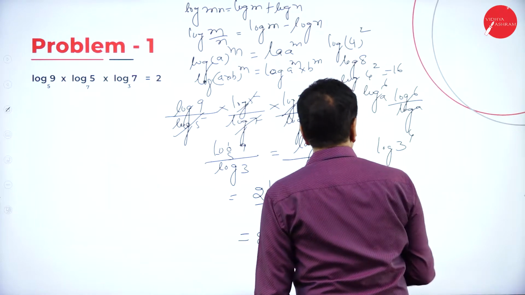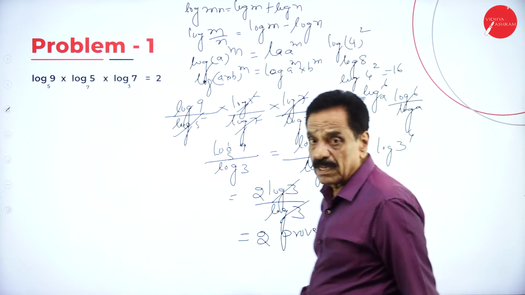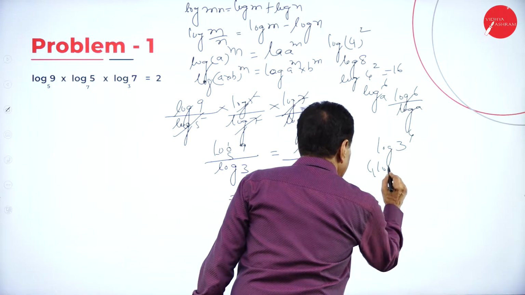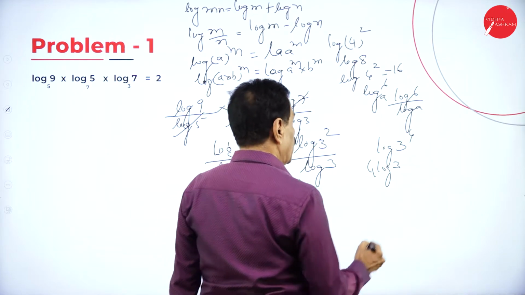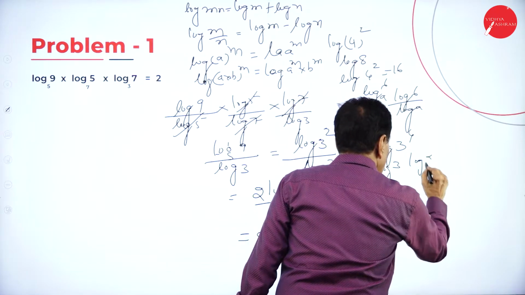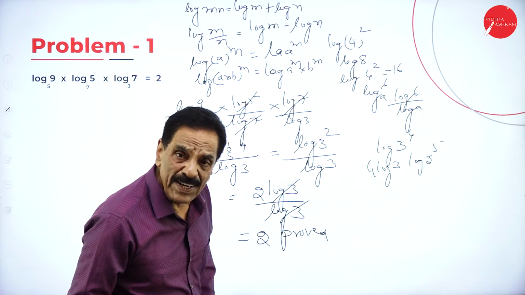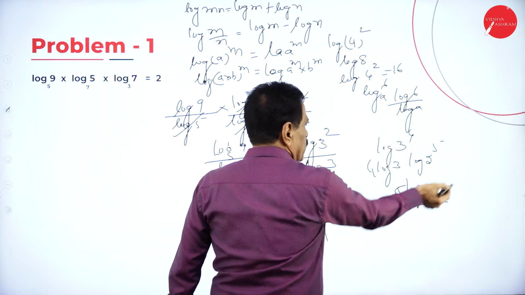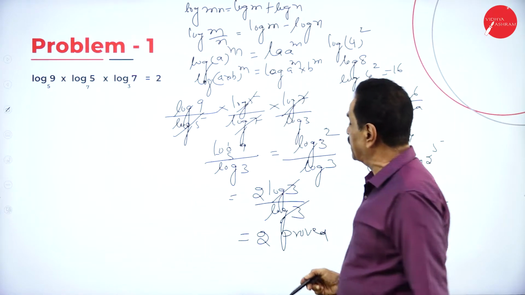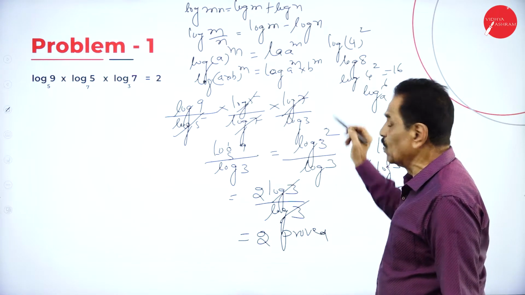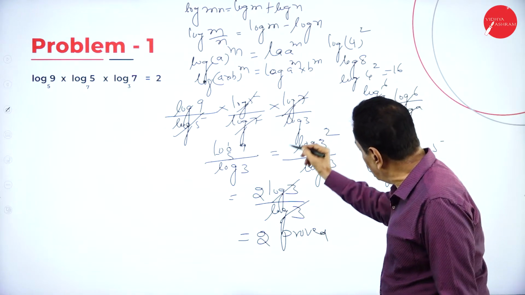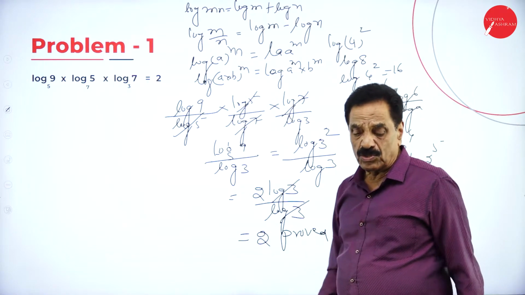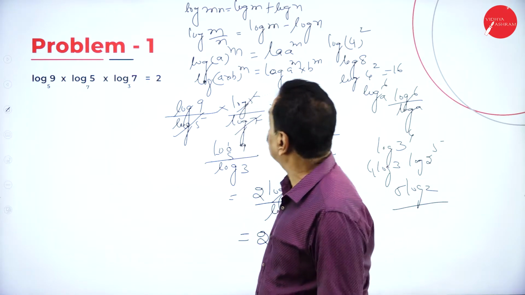See that? Log 3 to the power of 4 can be written as 4 log 3. Then log 2 to the power of 5 is written as 5 log 2. So similarly you can write like this. Log 9 can be written as log 3 squared. Log 3 squared is 2 log 3 divided by log 3. Log 3 cancelled out. It is 2. We'll move on to the next problem now.